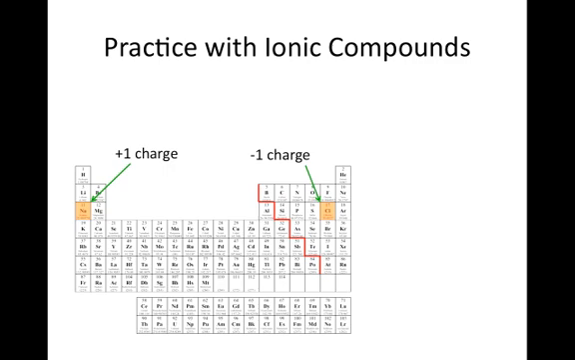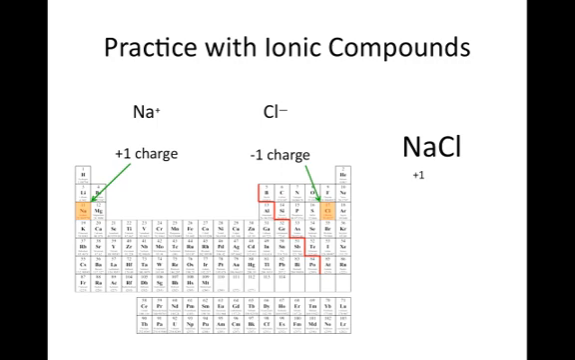Let's say we want to form a compound with Na, which has a +1 charge, and Cl, which has a -1 charge. We can write the Na ion as Na+, because it has a charge of +1. We can write the Cl ion as Cl-, because it has a charge of -1. Combining these two ions to form a compound, we see NaCl.